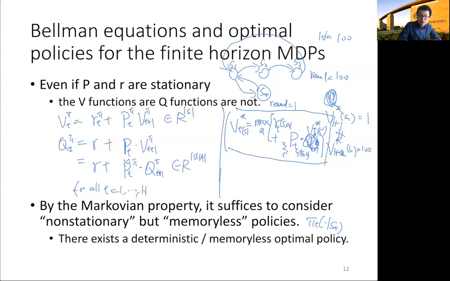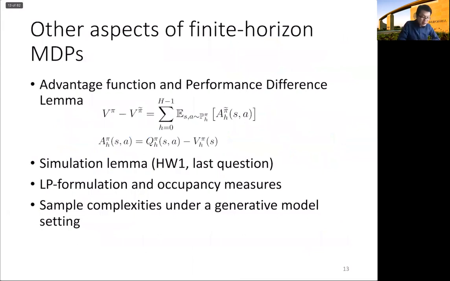For the optimal policy, there exists a deterministic memoryless optimal policy, but these policies are not stationary because they're indexed by t. They're memoryless, meaning it's without loss of generality to consider the policy class that depends only on the state, but they are non-stationary. Because of the issues that we talked about just now, depending on t, the optimal policy could be very different.